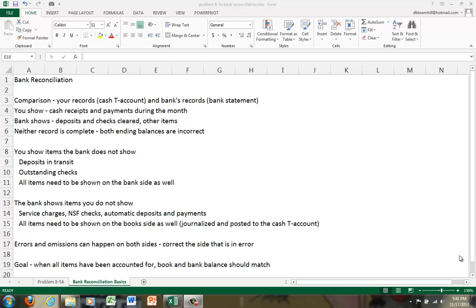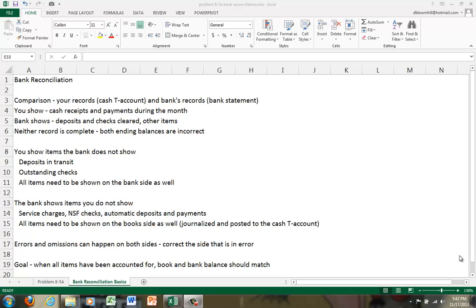First of all, you're going to show items that the bank does not show. Basically, there are only two categories of this: deposits in transit and outstanding checks. Both of them are just basically timing issues. You have made the deposit on one day and the bank shows it a few days later. You have written a check one day and it's presented for payment at the bank maybe a week or two or maybe even several weeks later.